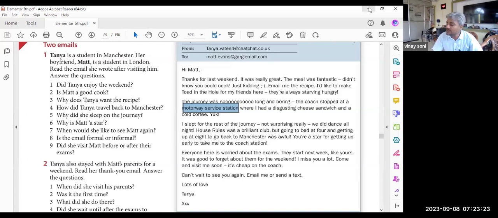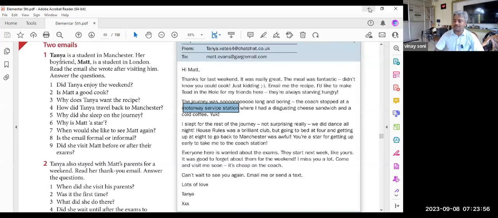She says that it was good to forget about the exams for the weekend. The 2 days when she was with her boyfriend, she did not think about the exams. I miss you a lot. Now I'm missing you. She's back and she's saying, I miss you a lot. Come and visit me soon. It's cheap on the coach, cheap by bus. Can't wait to see you again.